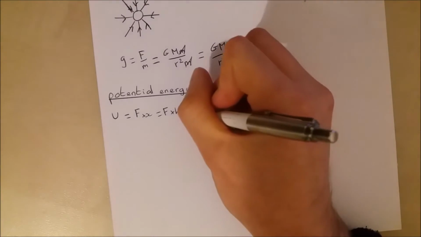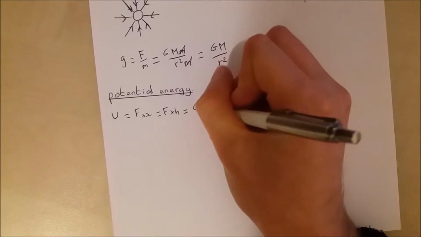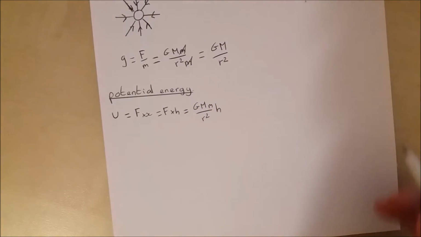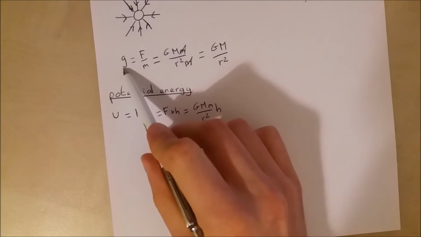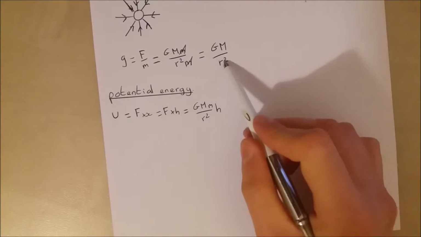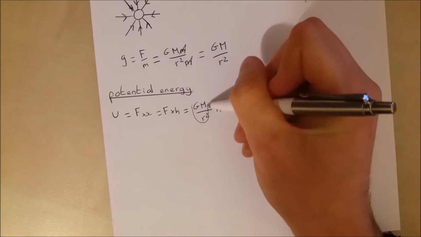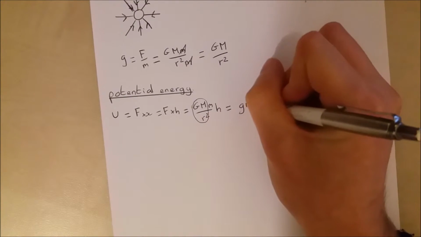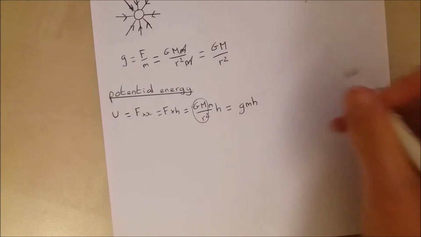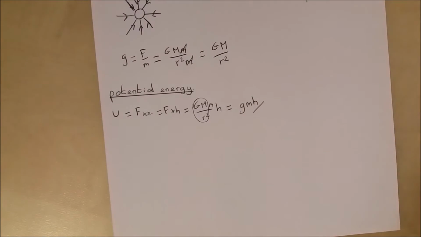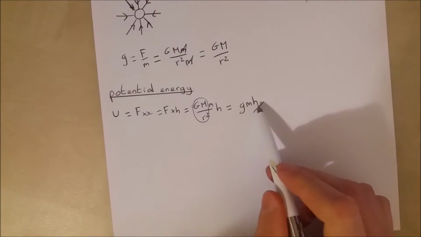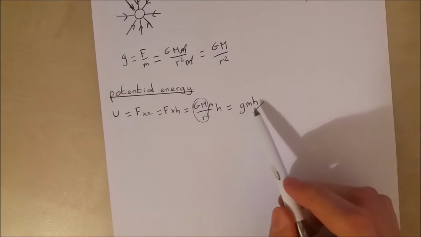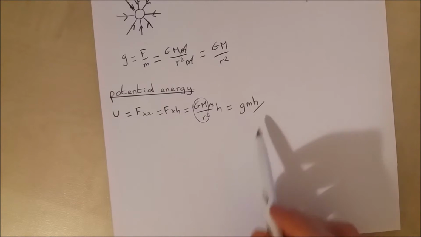Subbing in the expression for force, you have GMm over r squared times h, and realizing that little g is big G times big M over r squared, this bit, you have that it's mgh. So this is the expression for an object of mass m at a height h above the Earth's surface, or any body, and g is assumed to be constant in this derivation.